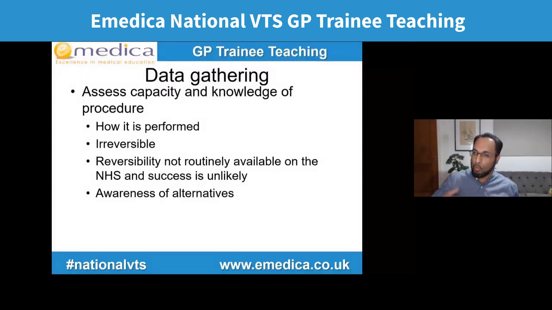So in terms of data gathering, after you've found out why they want it, the details of how it's impacting them, whether they've talked to their partner, and ruled out the risk for later regret, you want to assess how much they understand and know about the procedure. Do they understand how it's performed? Do they understand that it's considered irreversible? And that even if they try to reverse it, which might not be possible, that wouldn't be on the NHS, and privately it's unlikely that it would be successful. And are they aware of the alternatives? For example, a few people had mentioned his wife, if the coil hadn't worked, the other things they could consider, like the implant, long-acting reversible contraception options, things like that.